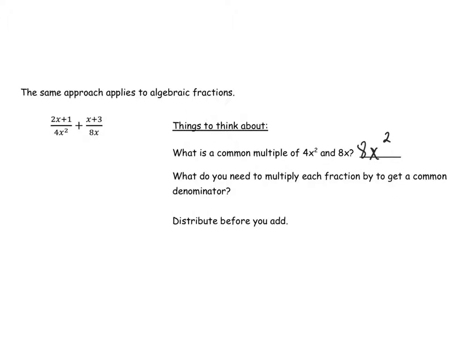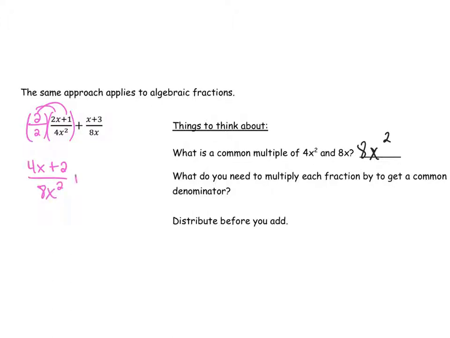So when I look at the first fraction, I need to figure out, and I'm going to put parentheses around this for a couple of reasons. I'll talk about it in a minute. What I need to multiply 4x squared by to get 8x squared, and that's going to be by 2. If I do the bottom by 2, I need to do the top by 2. And I'm going to distribute that 2, so I have 4x plus 2 over 8x squared.